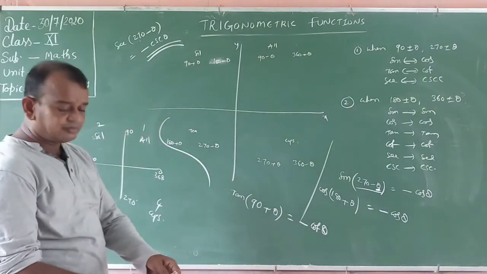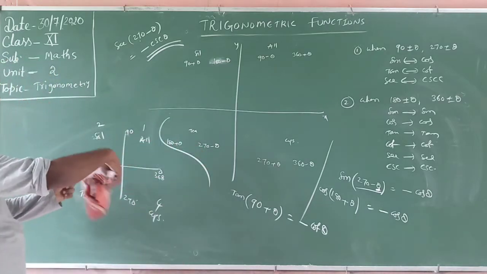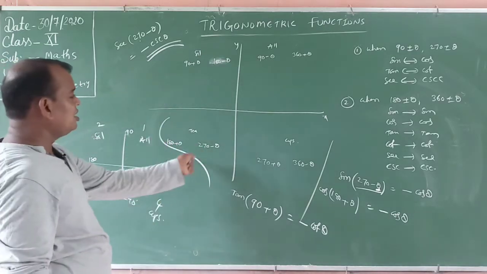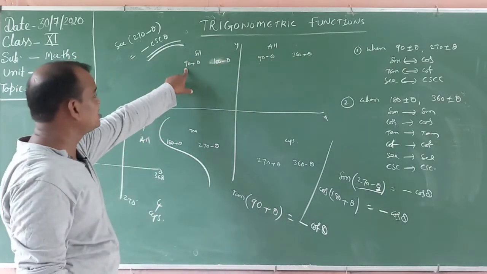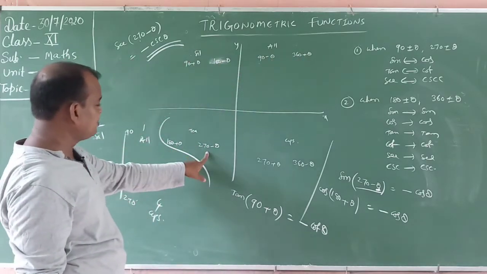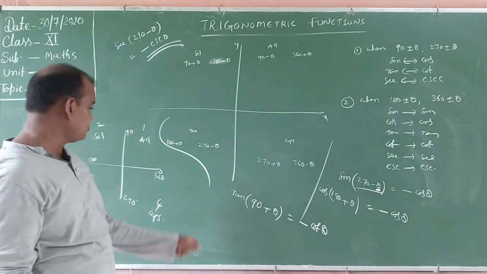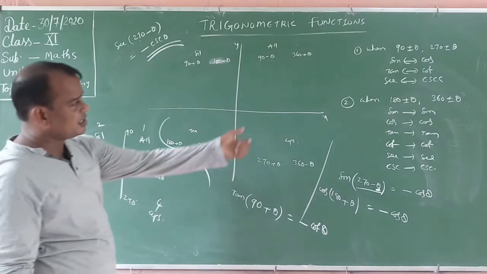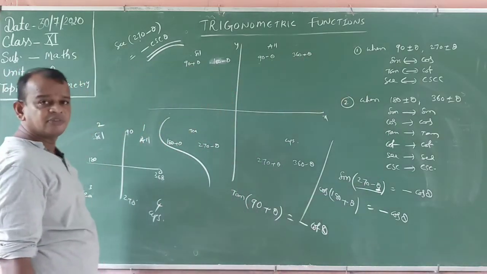Now we will find some trigonometric values. Understood or not? All silver tea cups. What about the first coordinate? 90 minus theta, 360 plus theta in the first; 180 minus theta, 90 plus theta in the second coordinate; 180 plus theta, 270 minus theta in the third; 270 plus theta, 360 minus theta in the fourth coordinate. First, simple. What is the working rule? First write here. How to write the working rule? This one. Okay.